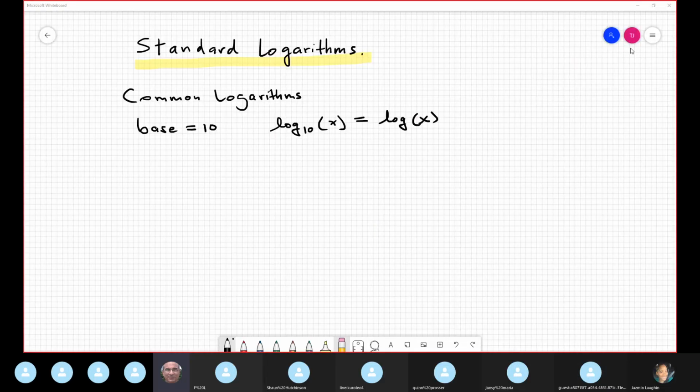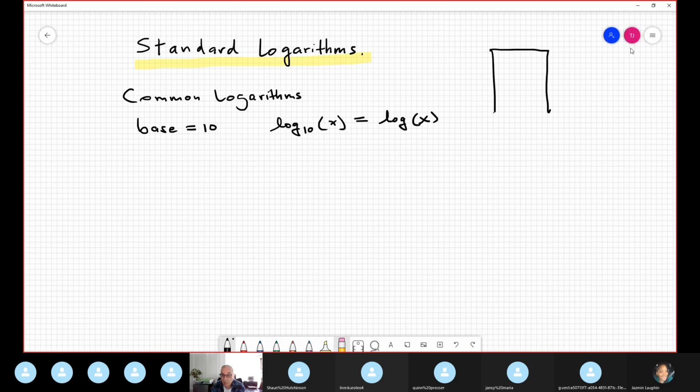So no specification of the base. Everyone in the world understands that when you do not specify the base, it's because the default is 10. So when you see in your calculator one key called LG, it's because it's this kind of logarithm. Okay? This is the common. Okay. But we have another.